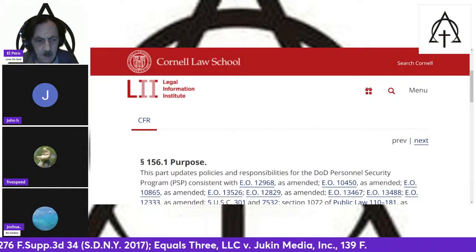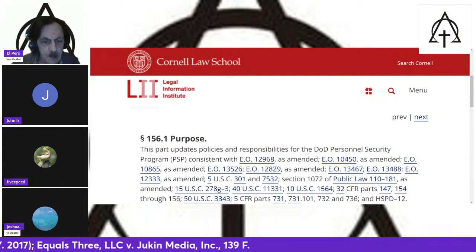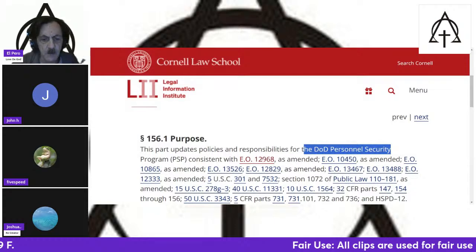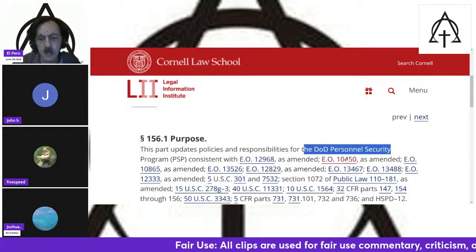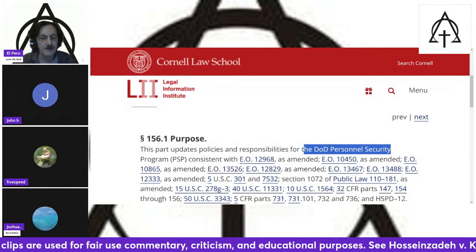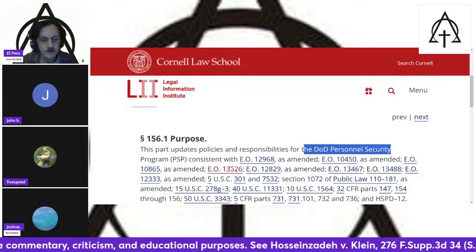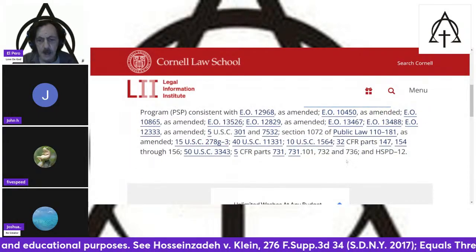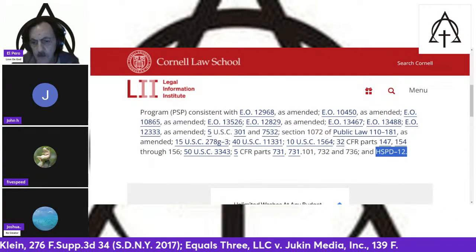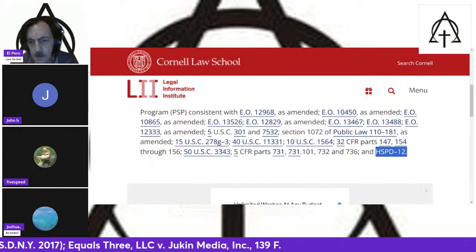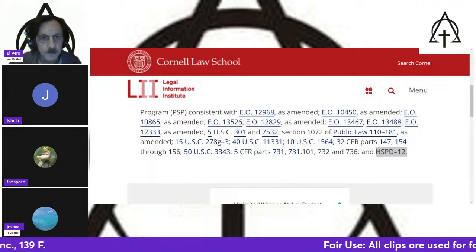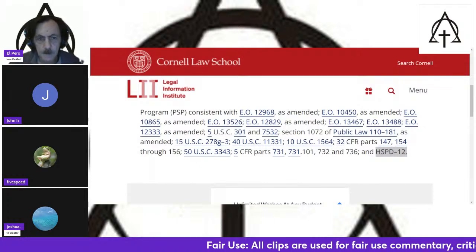Resident and United States citizen. It says this part updates policies and responsibilities for the Department of Defense Personnel Security Program, consistent with Executive Order 12968 as amended, Executive Order 10450 as amended, Executive Order 10865 as amended, Executive Order 13526, right there. And then all these other codes. And it all relates to Homeland Security Presidential Directive number 12. Let's copy paste that. Pull that up.